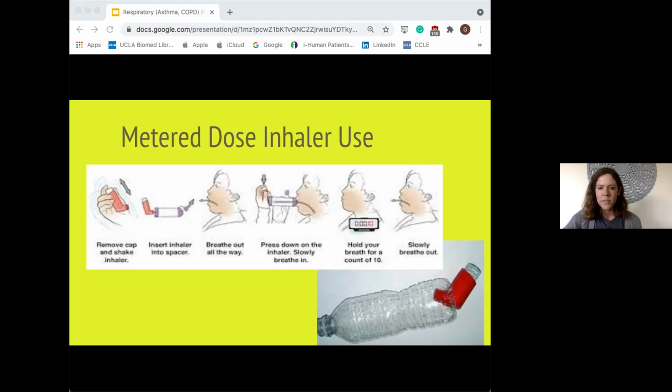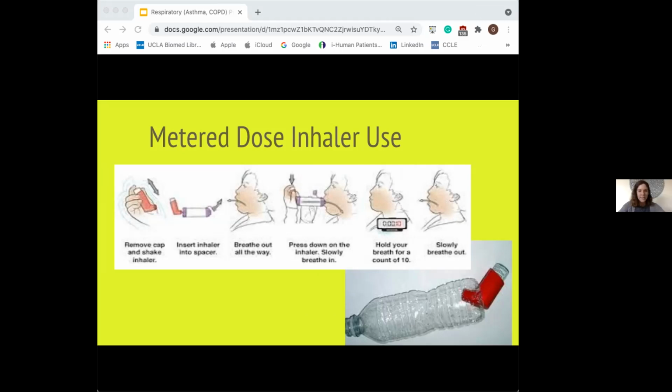And you might be wondering, what's a spacer? It's kind of like a holding chamber to help more medication get into the lungs. It means the client doesn't need as much coordination between when they breathe and puff, and the medication doesn't spray all over the sides of their mouth. It holds the medication so they can just breathe it in. If they don't have a spacer, you can use a water bottle with a hole in the bottom as a spacer, if they're open to that.